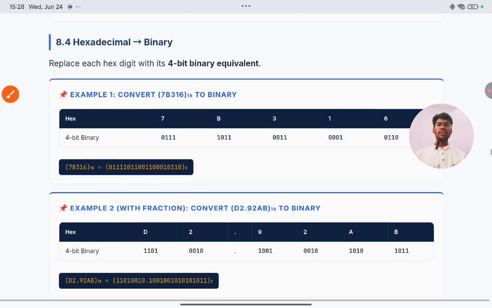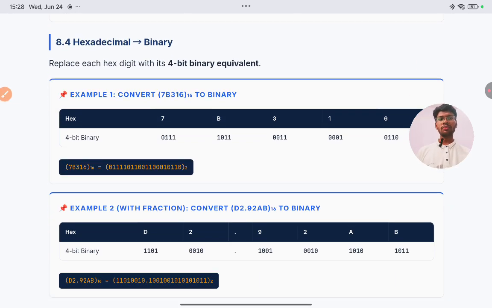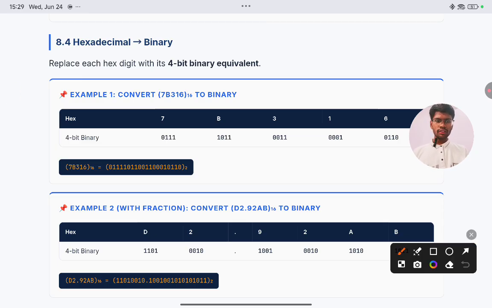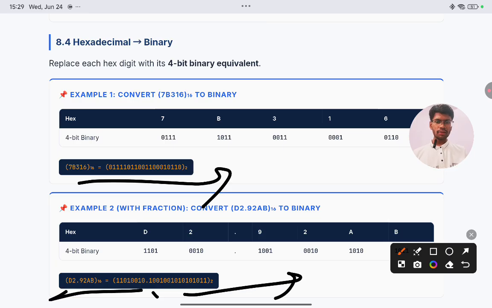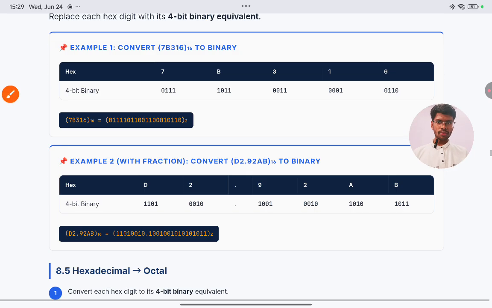Then in the reverse, hexadecimal to binary, this is the easiest: replace each hex digit with its 4-bit binary equivalent. 7B316, replace 7 with its binary, B with its binary, 3 with that, then 1 and 6, and write this whole part in the format from hexadecimal to binary. If you have a fraction, write this, give a point, then again write this part. You know how to do it?